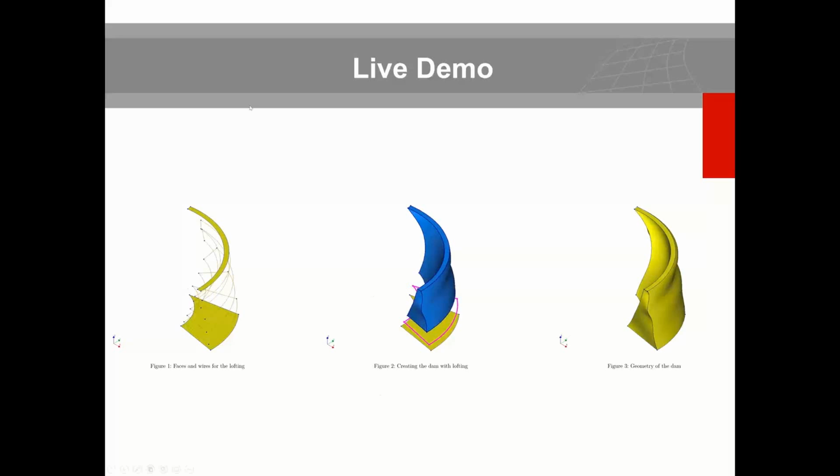So here you can see some elements of the geometry we are going to use. Here we have a view where we have only the faces of the crest and the base and wires of the sections over the height. And we will see how, using these geometrical entities, we can create the full dam.